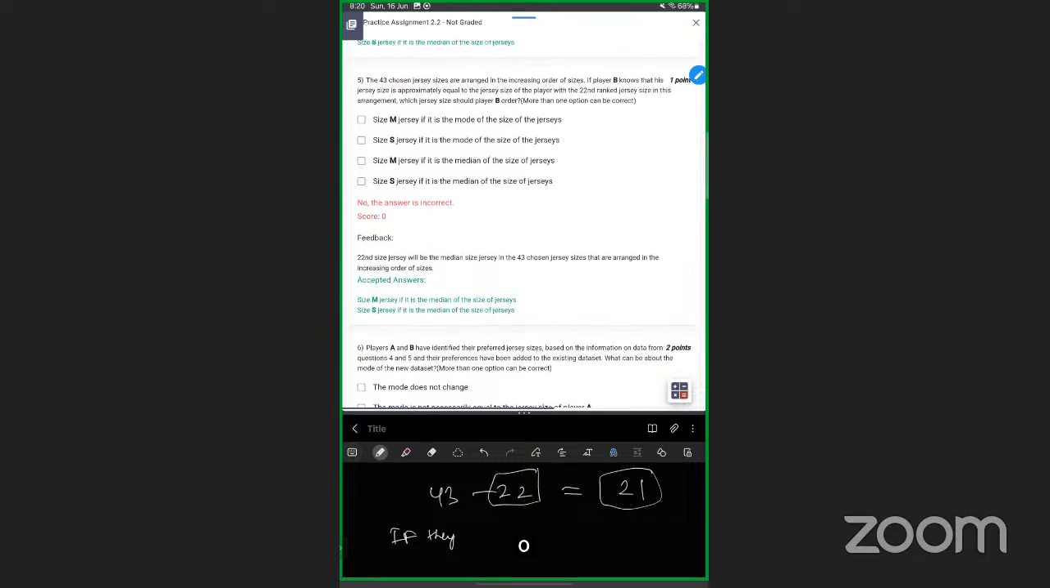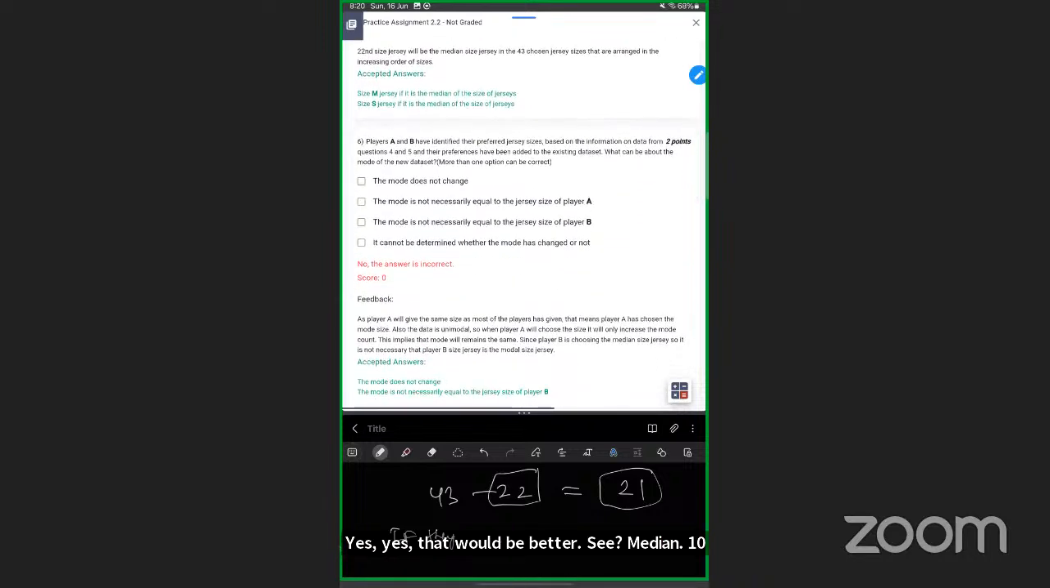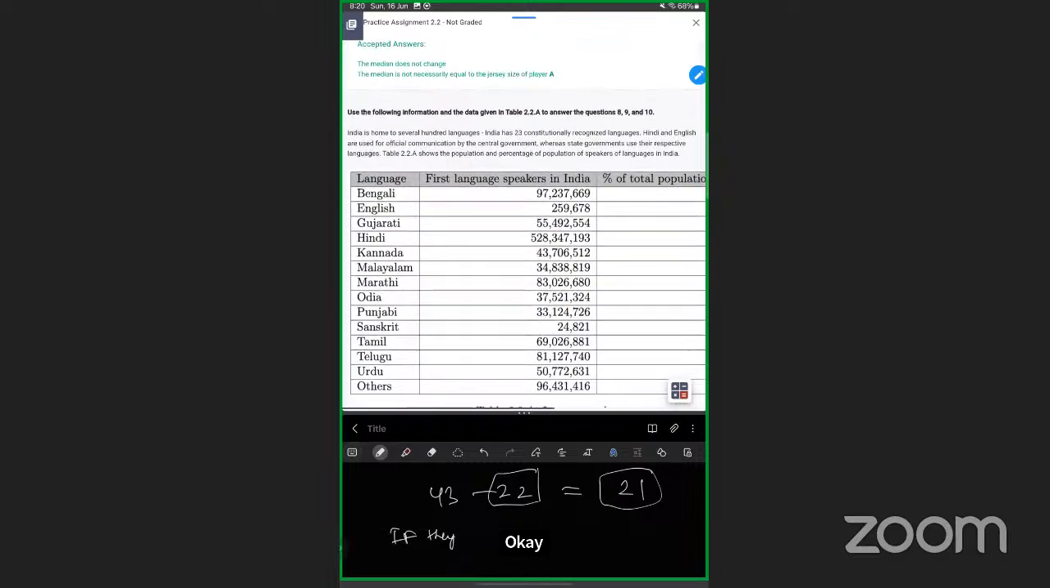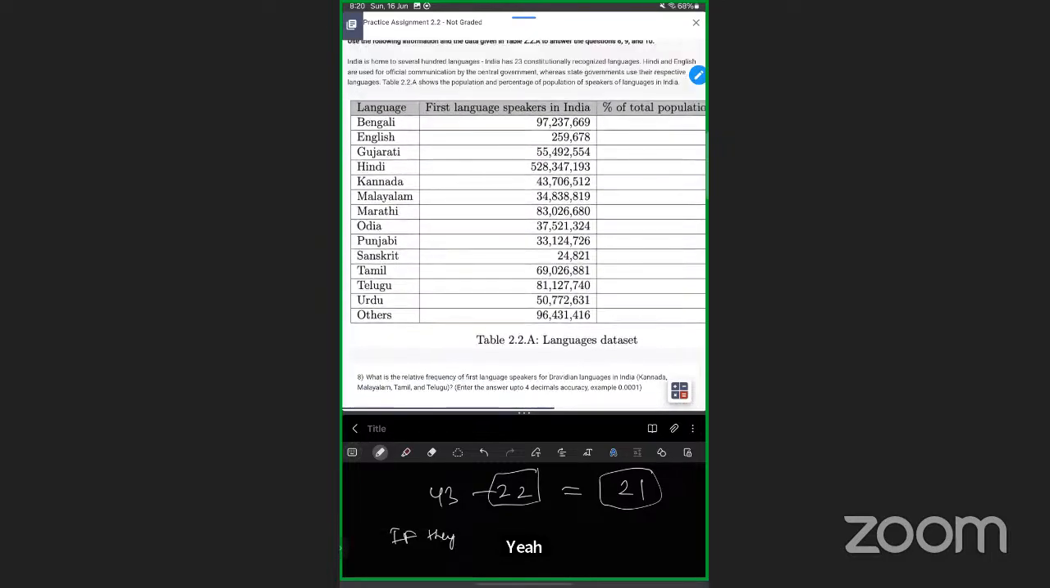See, median can become mode as well, right? There is no condition that median can't become mode. Mode and median both are equal. So we need to confirm whether the answer is correct or not. Okay, we can move on.